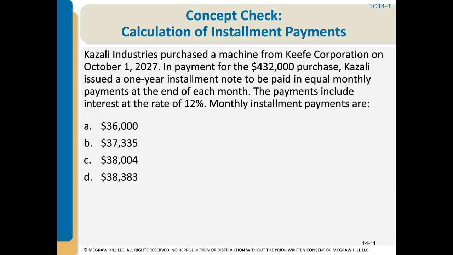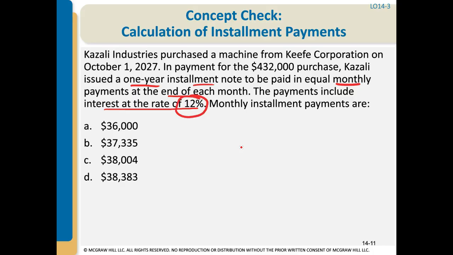We're going to go through a couple examples. Kazali Industries purchased a machine from Keefe Corporation on October 1. In payment for the $432,000 purchase, Kazali issued a 1-year installment note to be paid in equal monthly payments at the end of each month. The payments include interest at the rate of 12%. What are the monthly installment payments? So this is a 1-year note where the payments are made monthly, and we're given this rate of 12%. This is an annual rate.